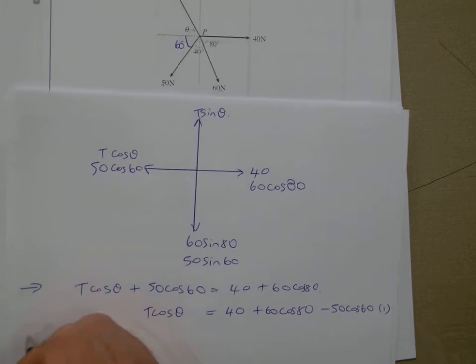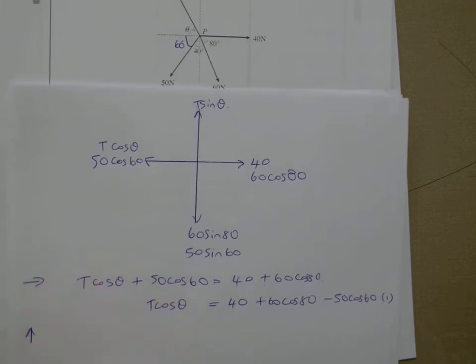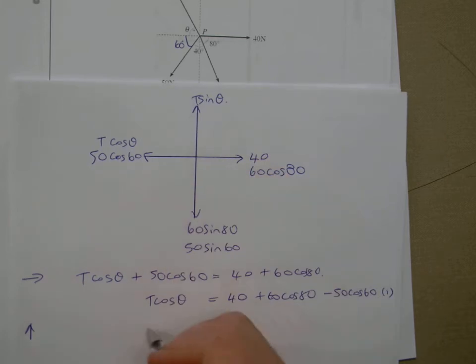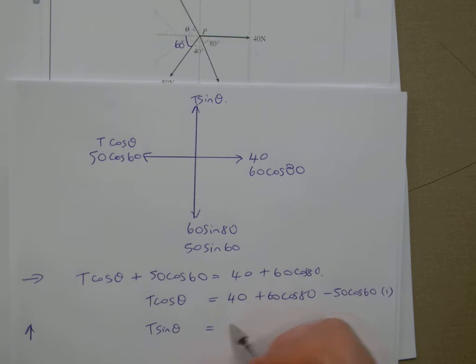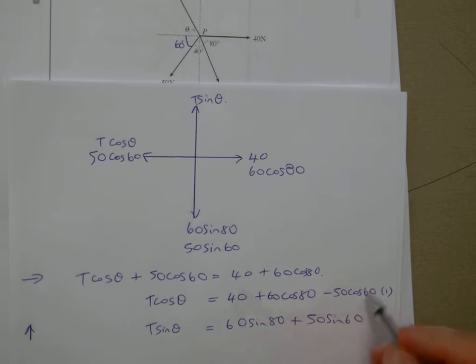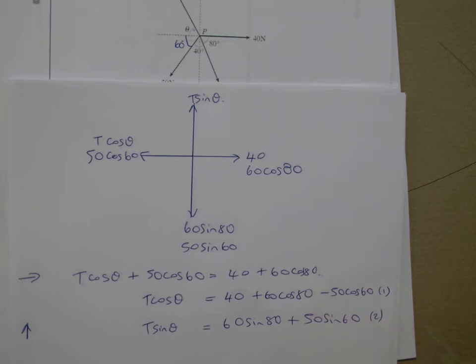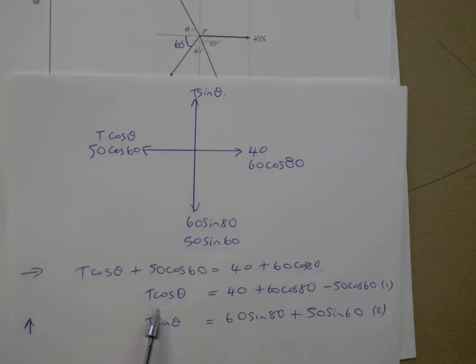And then when we resolve in the y direction, we've got T sine theta going in positive y, and in negative y you've got 60 sine 80 plus 50 sine 60. It's a similar setup as before. We've got T sine theta equals this, and we call that equation 2. Now we've got two equations and two unknowns, T and theta, so we can solve them simultaneously.